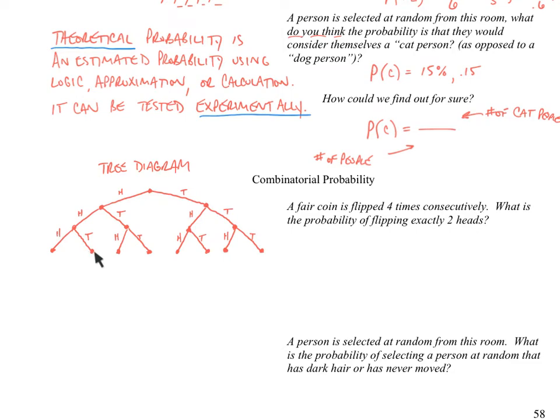This node here is a situation where we flipped heads, heads, and then tails. This would be heads, tails, heads. This is heads, tails, tails, tails, heads, heads, right? So you're seeing all of the possibilities here laid out.